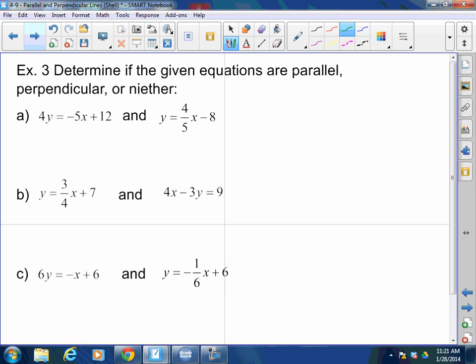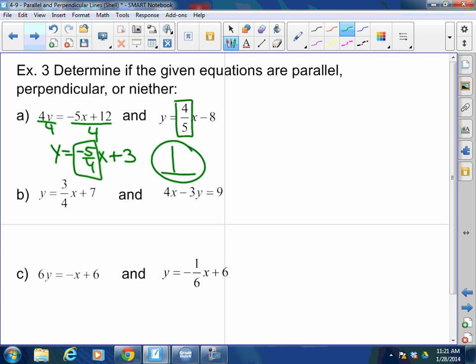Determine if the given equations are parallel, perpendicular, or neither. So what do you think you have to compare here? The slope. Very good. So in this case, for A, I'm going to solve for y to find the slope. This is y equals -5/4 x plus 3. So this slope is -5/4. This slope is 4/5. Are those parallel, perpendicular, or neither? Perpendicular because it's the negative reciprocal. Very good.